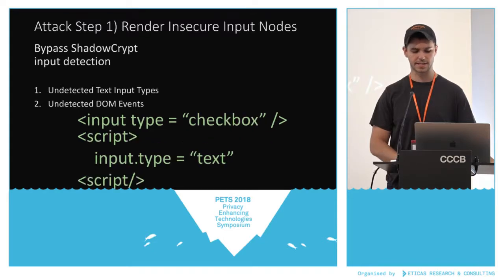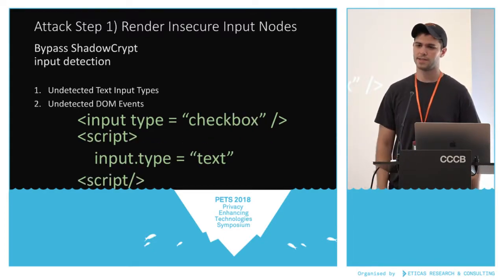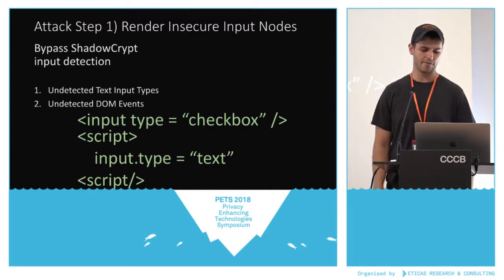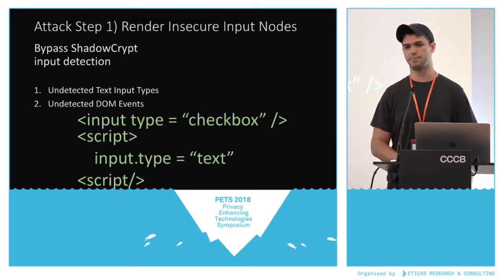So another way to do this is there are some DOM events they're currently not listening to. I could just set up a checkbox input field, and they naturally wouldn't do anything with that because checkboxes are just binary on and off. And then I could just write a script to change the input type to text after the fact, and they're not detecting that DOM event. Pretty easy for them to just patch that.